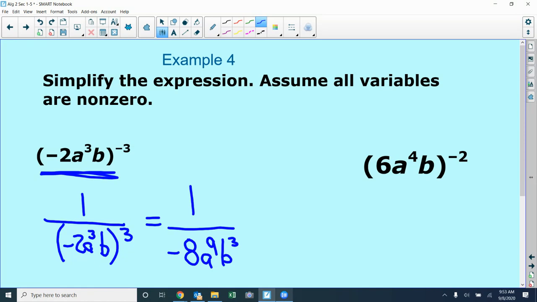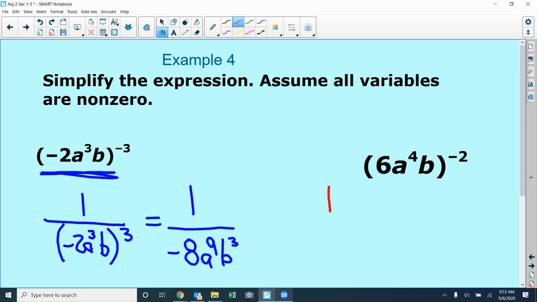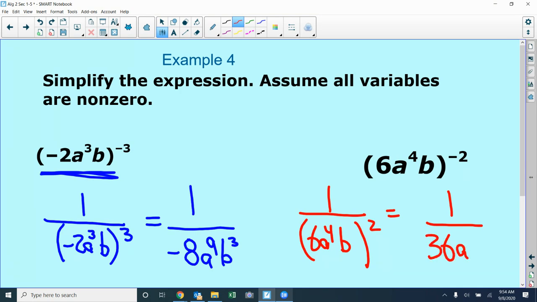So to write this with a positive exponent, we're gonna make it 1 over, we still have our parenthesis, we're gonna have 6a to the 4, the b to the first. That's to the power of 2 now, isn't it? Positive 2. Remember, simplify, get rid of negative exponents. We're raising to the power, so it's gonna be 1. What's my number gonna be? 36. How many A's? 8.